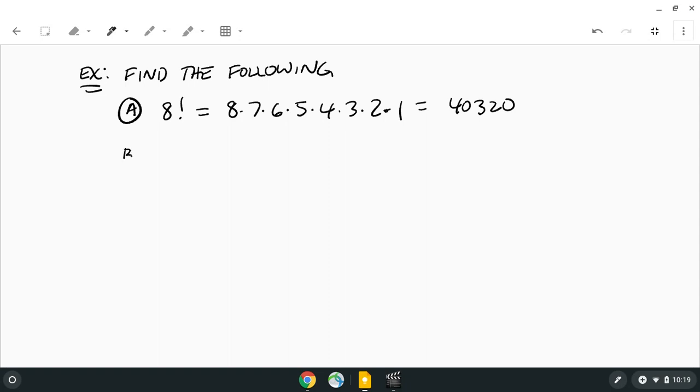If you do 3 factorial, this one's an easy one to check. That's just 3 times 2 times 1. So that will be 6. So just check your factorial button.